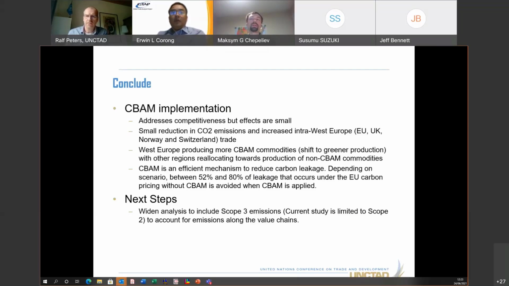Yes. So we modeled electricity as a single sector. We didn't use GTAP-Power in the simulations. Maybe that's something that we could explore in the next step.